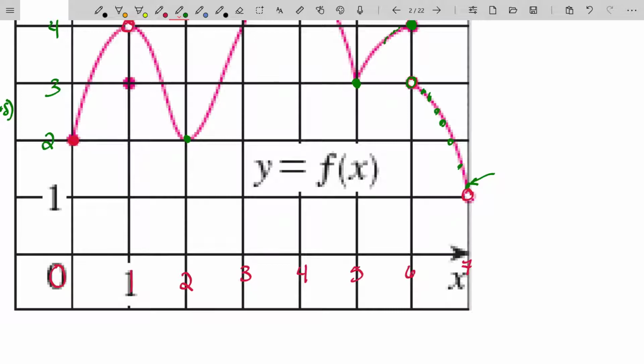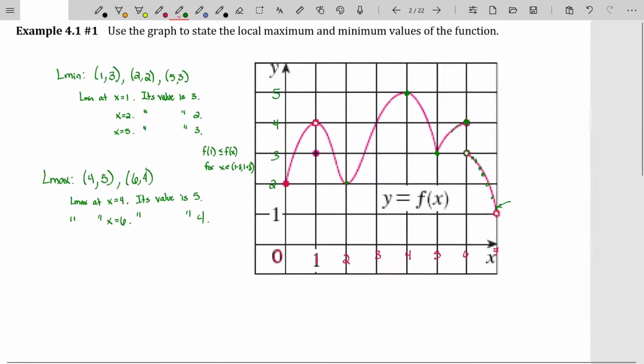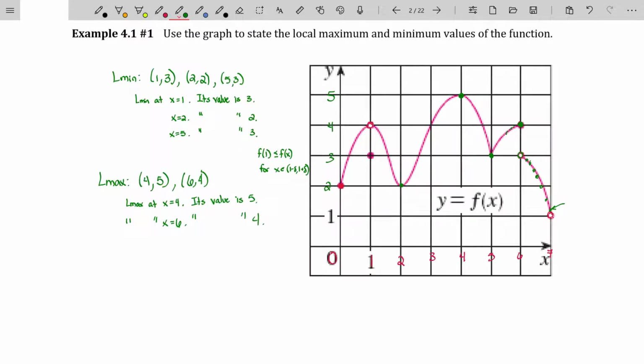You see, to have a local maximum or local minimum, the function actually has to reach that value. And this function is not going to reach a height of 1 right there. It's going to get really close, but it's never going to touch a height of 1. Moreover, at 7, the function does not exist on both sides. So don't include that edge point. It cannot be included.